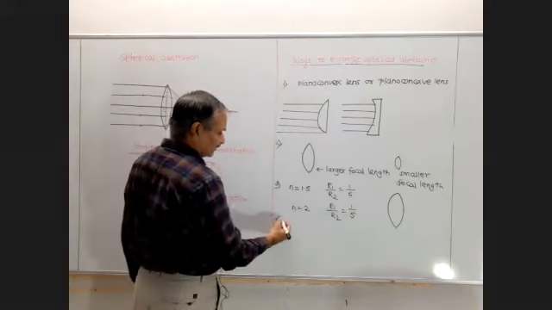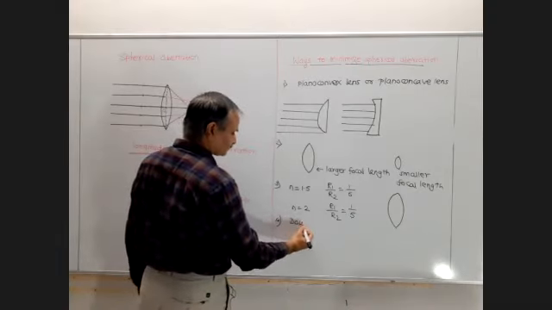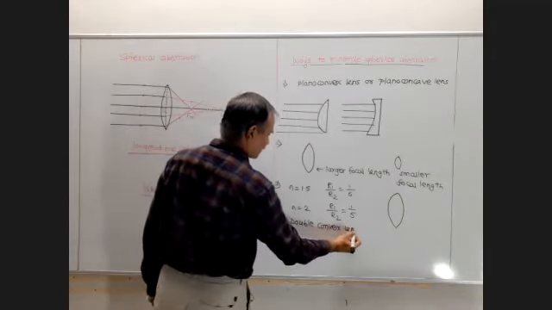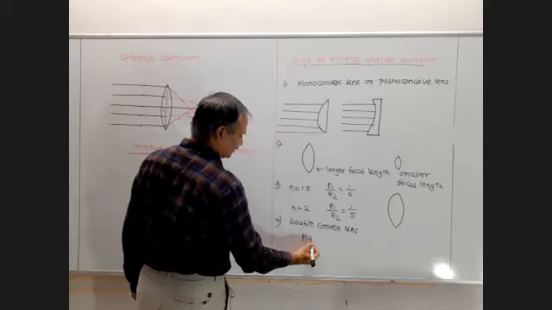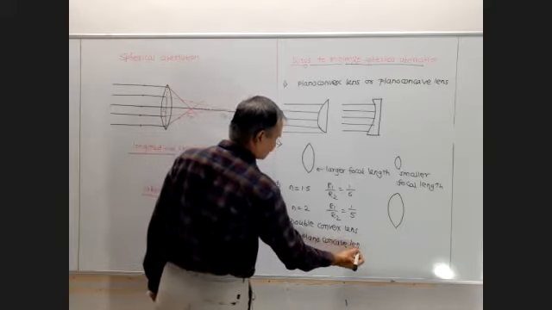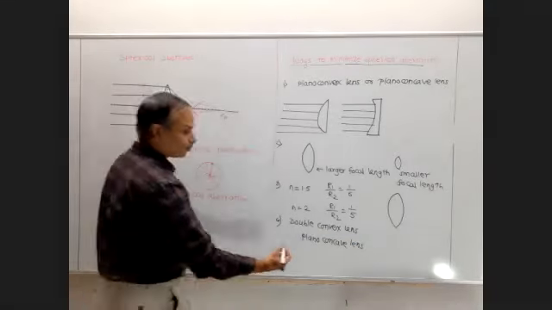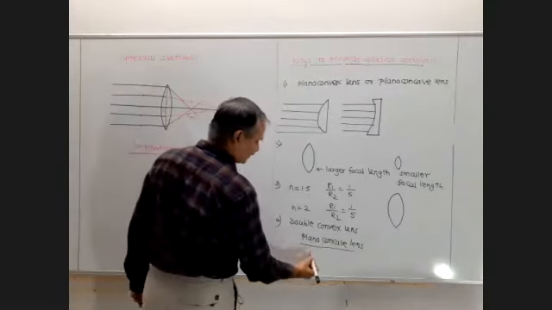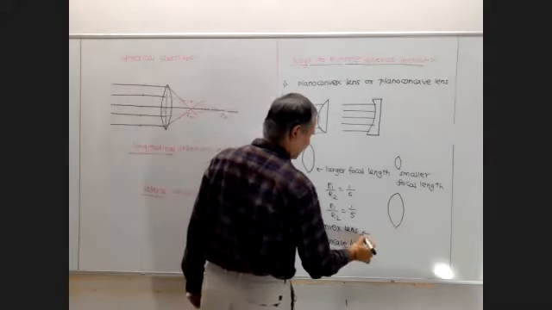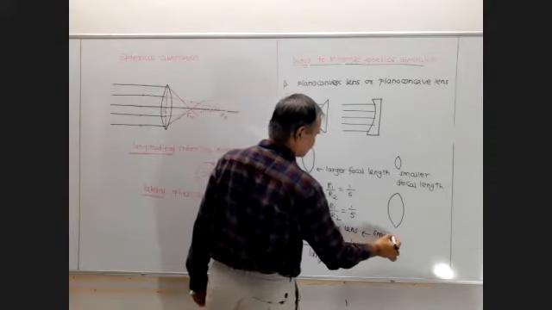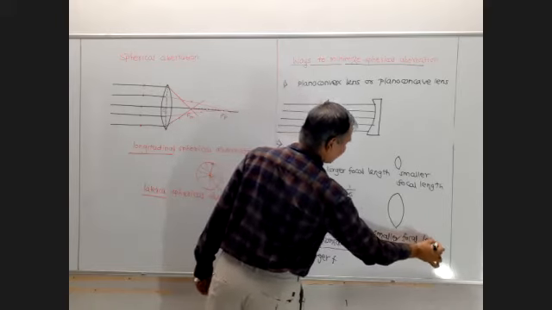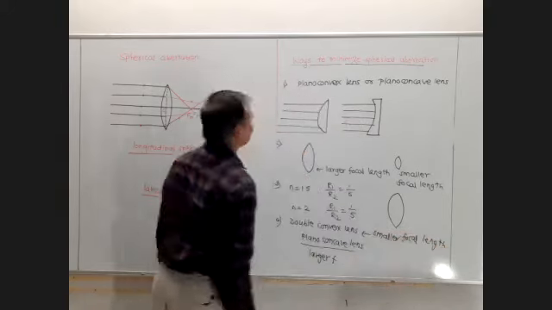Fourth way, by using the combination of double convex lens and plano-concave lens, where plano-concave lens is having larger focal length and double convex lens having smaller focal length. So by using this combination, also we will reduce the spherical aberration.